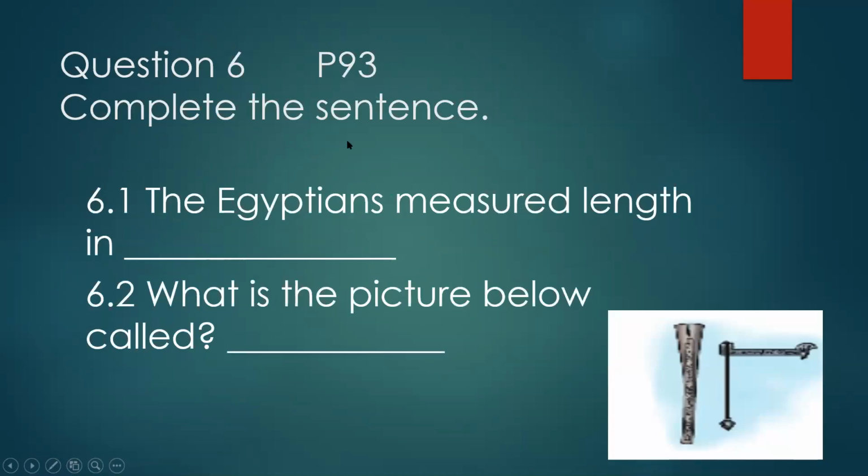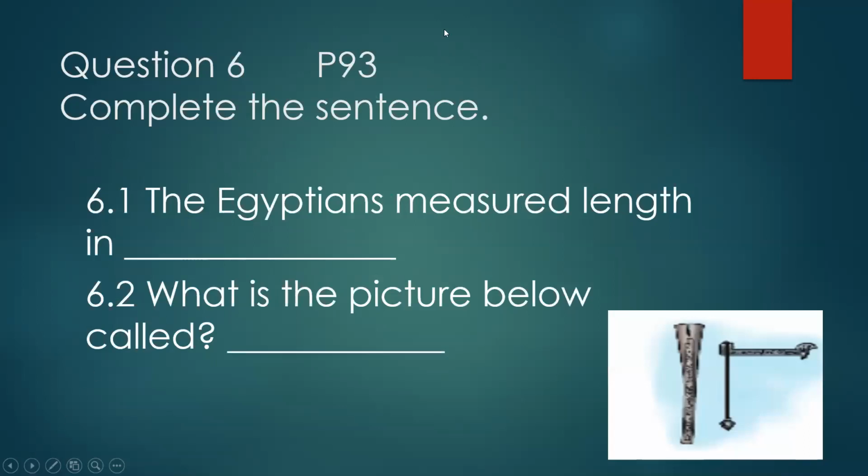Page 93, complete the sentence. The Egyptians measured length in what? What did they use as a measuring device or unit? What is the picture below called? What is this picture? We will have a look at that picture in our book, and that is then the end of our questions that we should keep in mind when we are reading the pages.